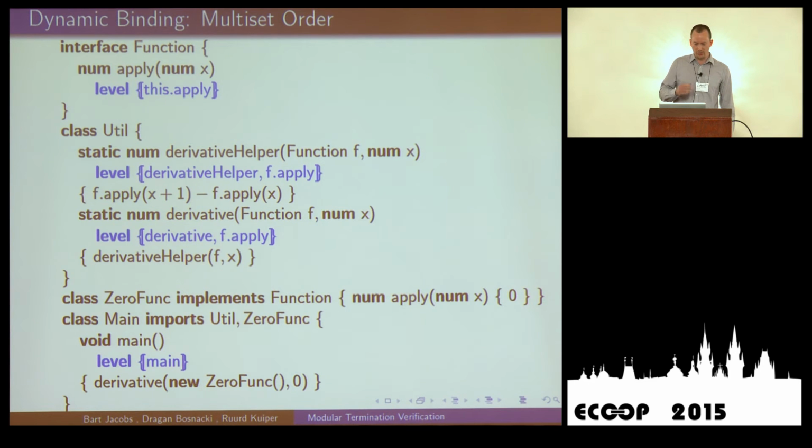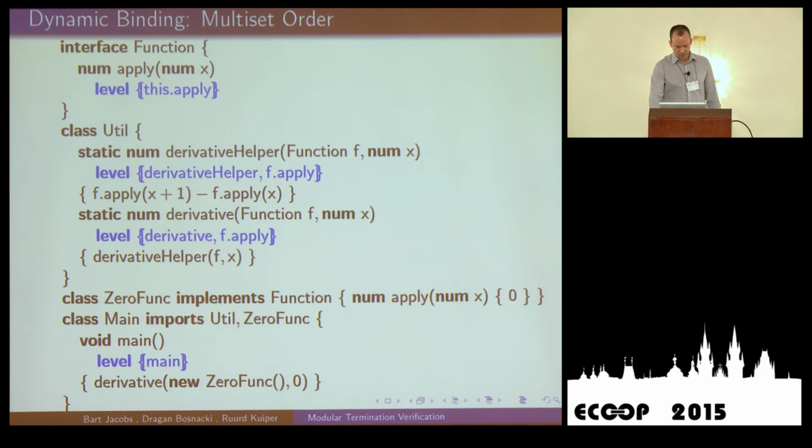Because when we call derivativeHelper, we are replacing derivative in the multiset with a smaller element. So the multiset order, by the way, is defined as follows. You can go from a given multiset to a smaller one by taking any element and replacing it with any number of smaller elements. So here we're doing that, so we get a smaller multiset. And also when we're calling f.apply inside of derivativeHelper, we're removing derivativeHelper and replacing it with nothing, so that's also a smaller multiset.